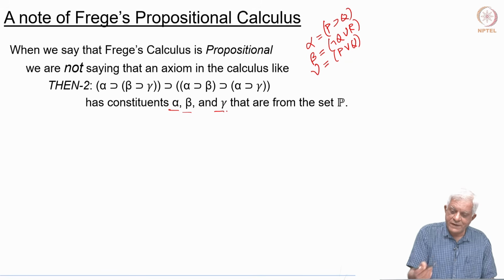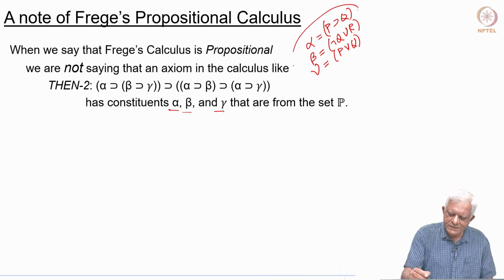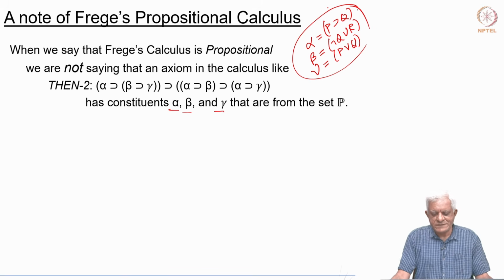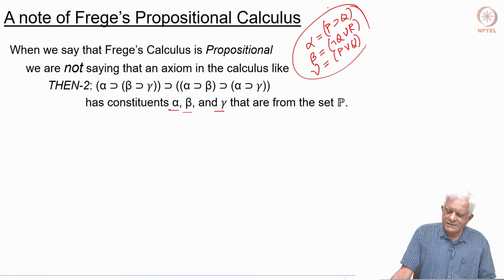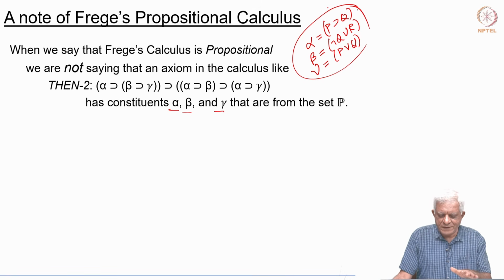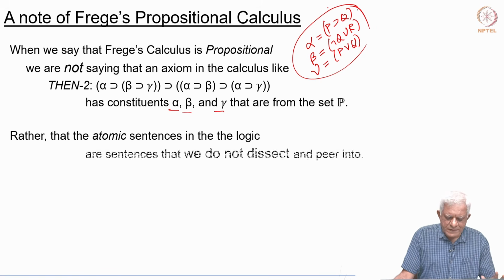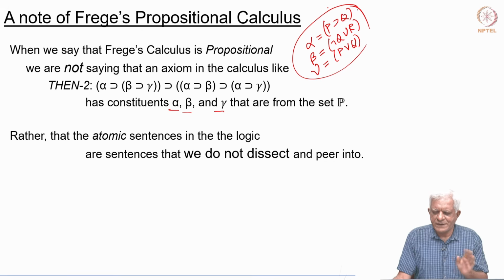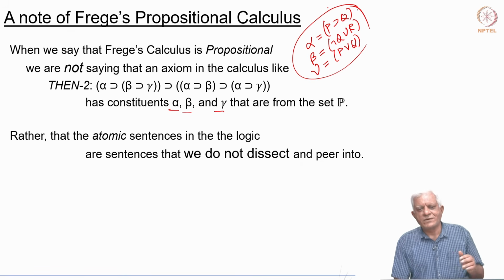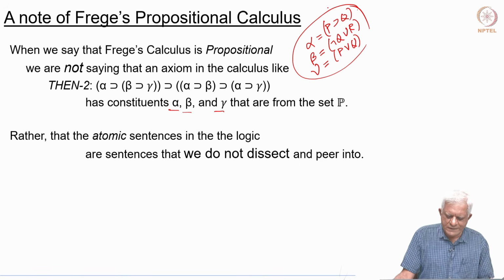Alpha, beta and gamma are variables, we said. You can plug in these 3 values for them and you will find that this is still a tautology. So, when we say that Frege's calculus is propositional, we are not saying that alpha, beta and gamma are atomic propositions. Rather, we are saying that the atomic sentences in the logic are those that we are not going to peer into. When you say P stands for all men are mortal, then that is it. You can't say, oh, it is talking about men, it is talking about mortality, we can't do all that.